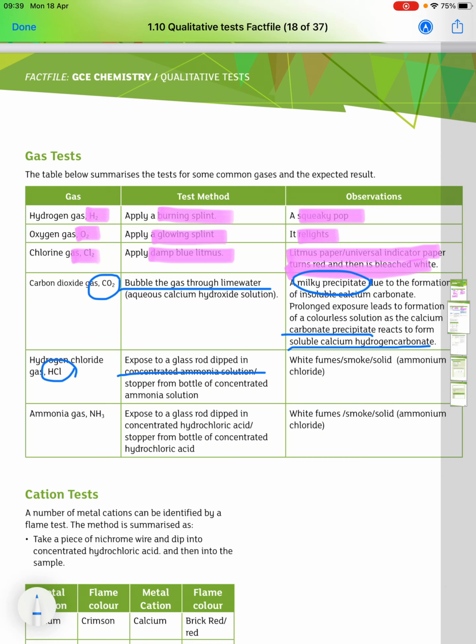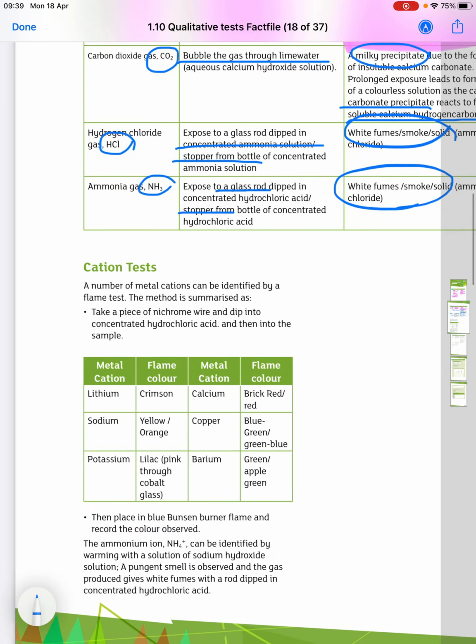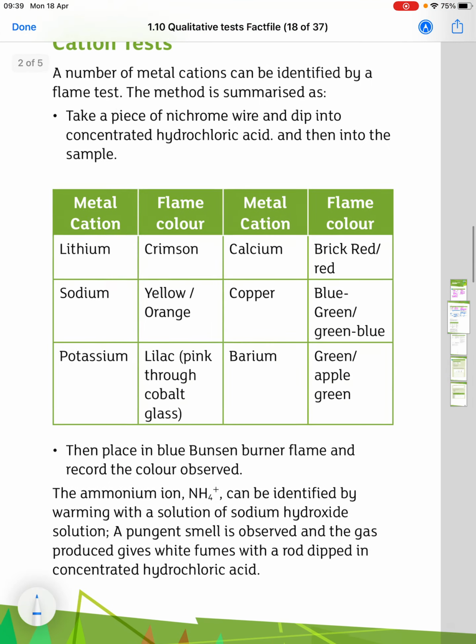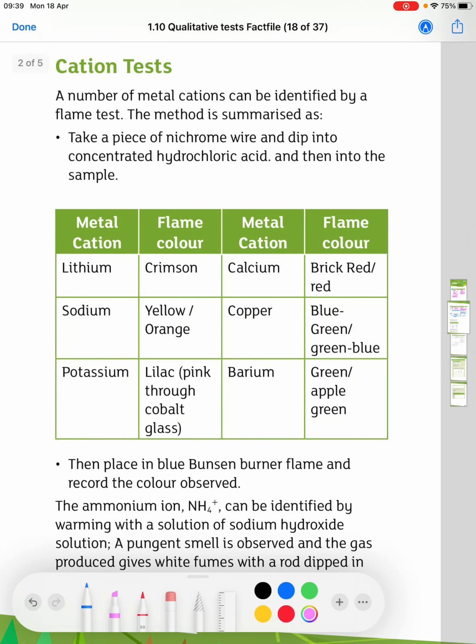Hydrogen chloride gas, HCl, you expose a glass rod dipped in concentrated ammonia solution to a stopper from the bottle of concentrated hydrochloric acid, and you get white fumes or smoke or a solid, which is ammonium chloride. The test for ammonia gas, NH3, is the same but the other way around. So it's a glass rod or a stopper from a bottle of concentrated hydrochloric acid will give you white fumes or smoke or solid, which is ammonium chloride.